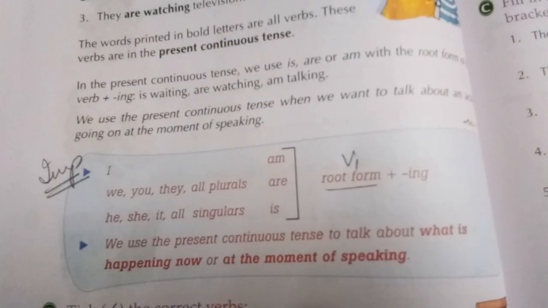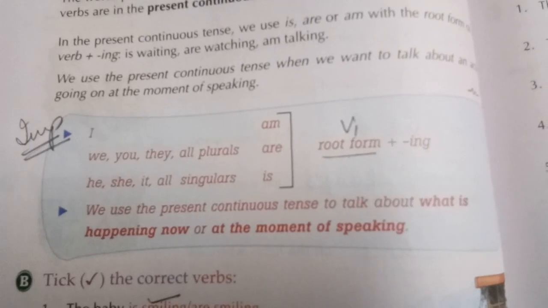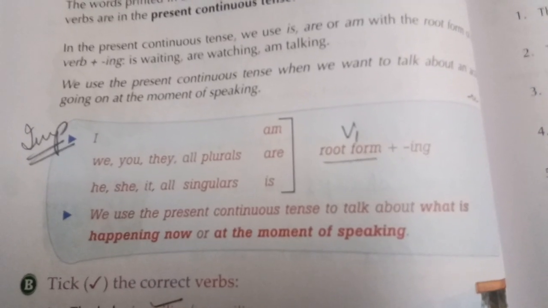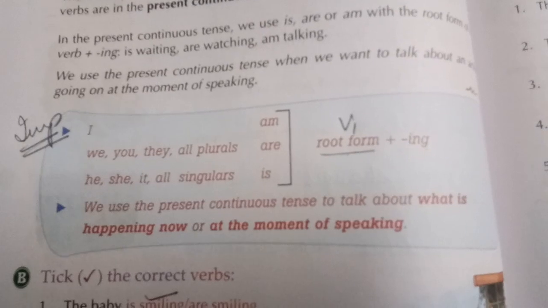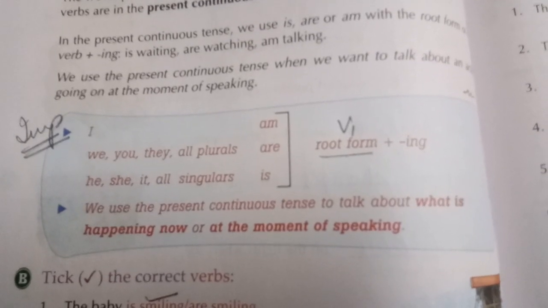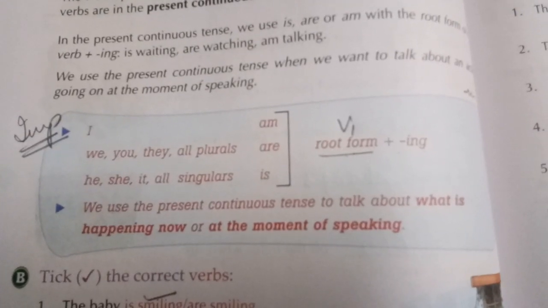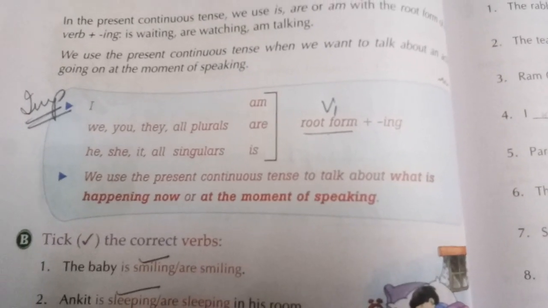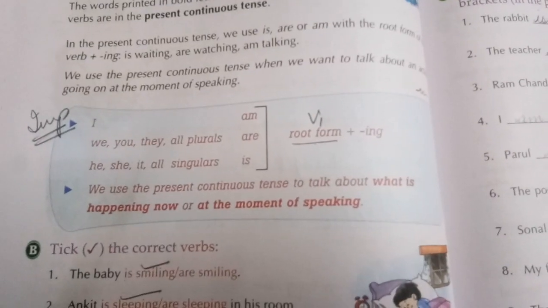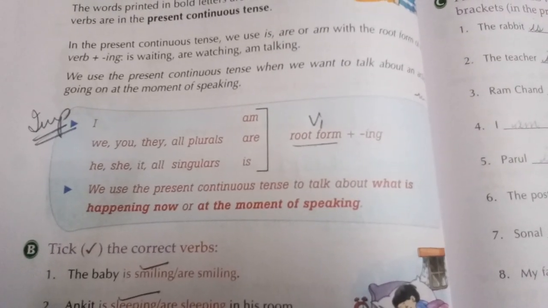Children, see, I am plus, suppose playing. I am playing. We are playing. You are playing. They are playing. All plurals are playing. He is playing. She is playing. All singulars is playing. Right? So you need to learn it. In present tense, always in present, we have to write is, am, are plus first form of the verb plus ing.